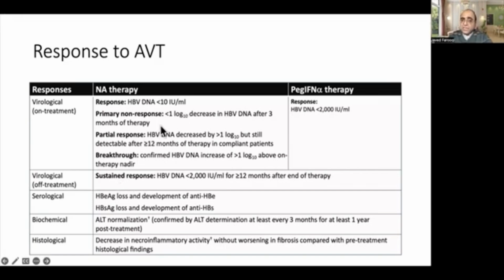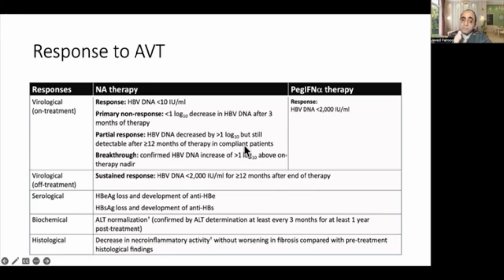When there is less than 1 log decrease in HBV DNA levels after 3 months of therapy, we say this is a primary non-response. You started a patient on antiviral treatment, and after 3 months you check the PCR and there is less than 1 log drop, then we say this is primary non-response. One is partial response. That was full response. Partial response is that the HBV DNA is decreased by more than 1 log, but still detectable after 12 months of therapy in a compliant patient.